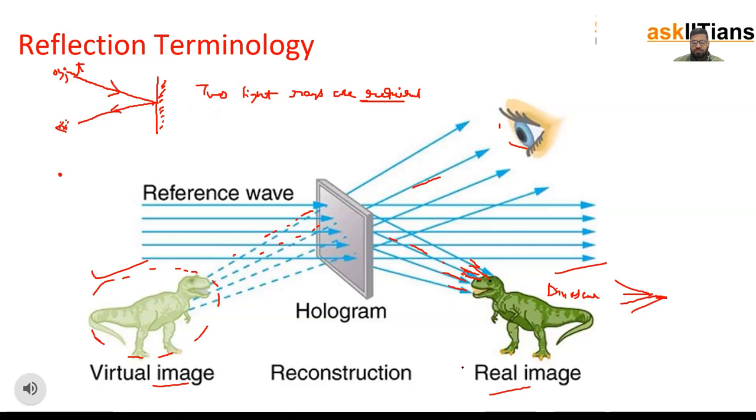Okay. So we have seen reflection. What is reflection? Bouncing back of light rays in the same medium. We have seen some terminologies also: angle of incidence, angle of reflection, normal. And we have seen laws of reflection also, and types of mirror we have already done. Okay. So should we move forward?